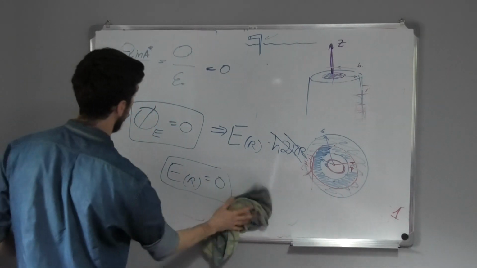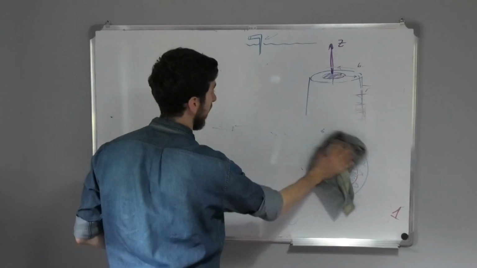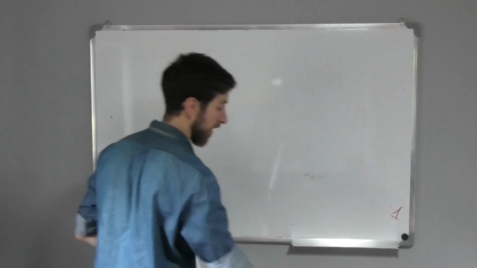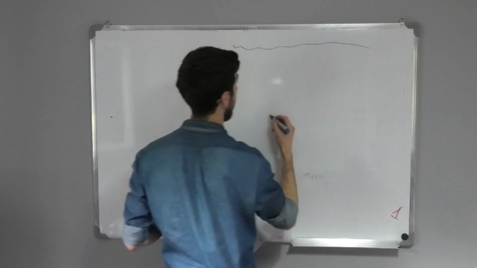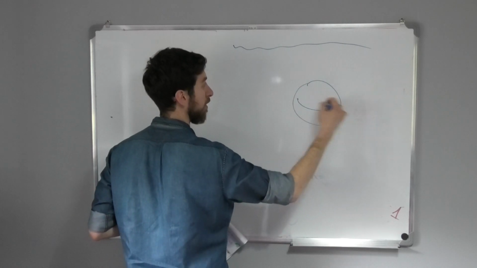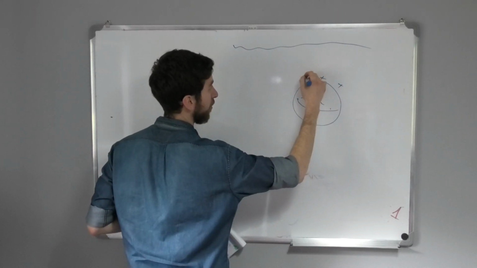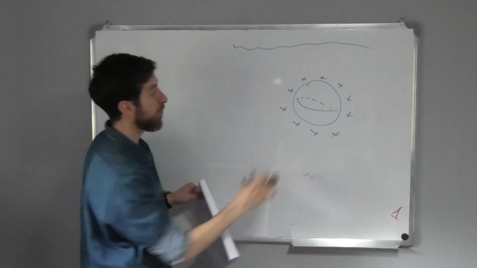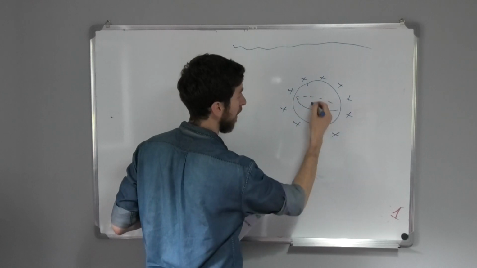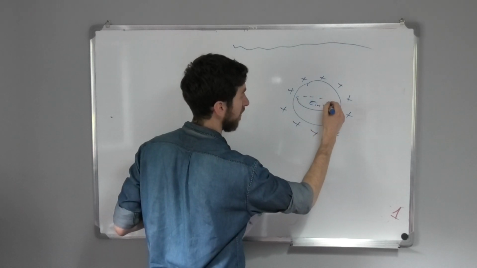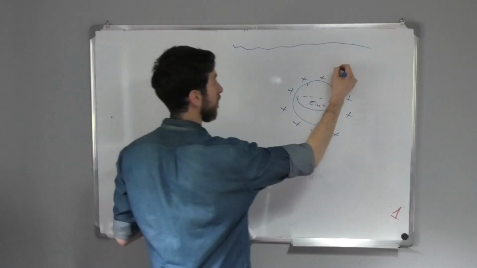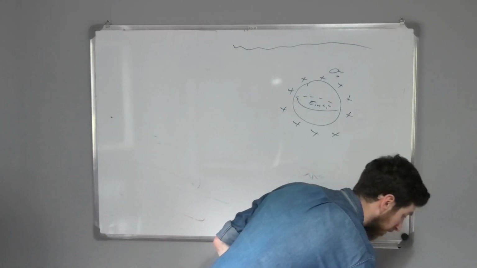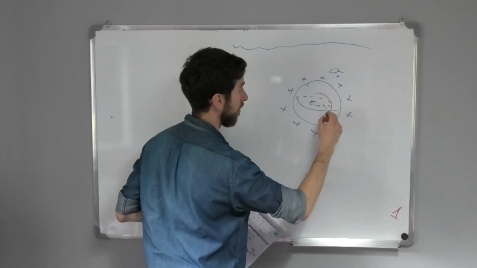Let me give you an example. Think about this: here I have a bubble, and the bubble has positive charge. So here's the bubble. What is the electric field inside the bubble? E inside equals question mark. This is a constant. So we're going to use Gauss's law. Here's Gauss's law.